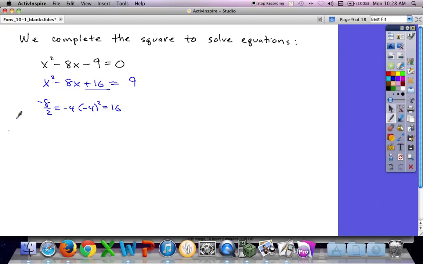Okay, but you can't just add something to one side of the equation without changing the equation unless you do what? You add it to the other side. So when you're completing the square to solve an equation, you go to the other side and you go plus 16. Right. Now, this is x minus 4 squared equals 25.